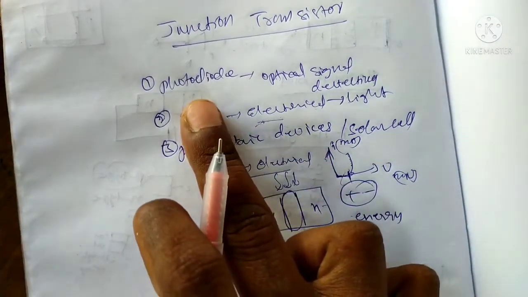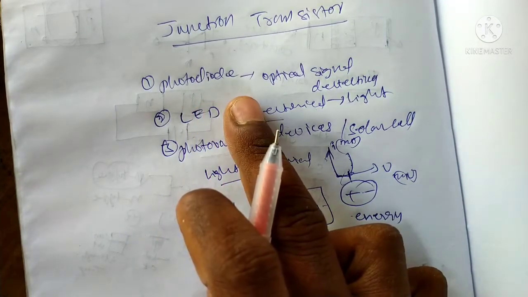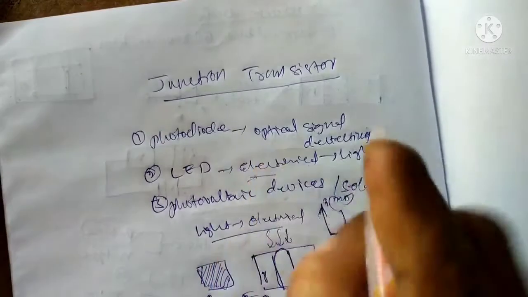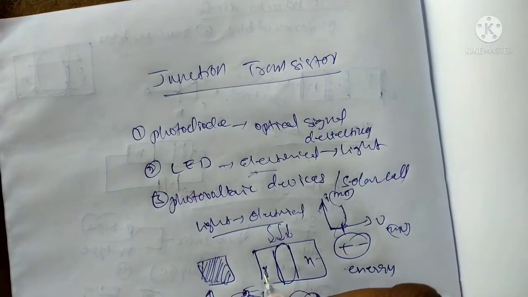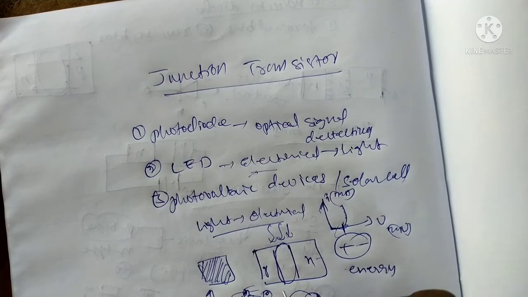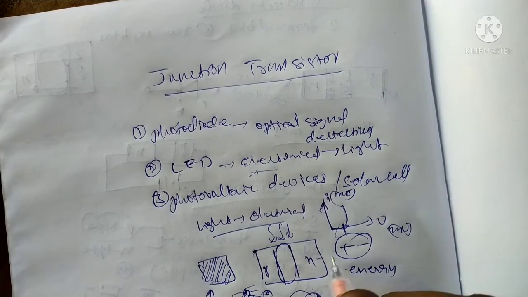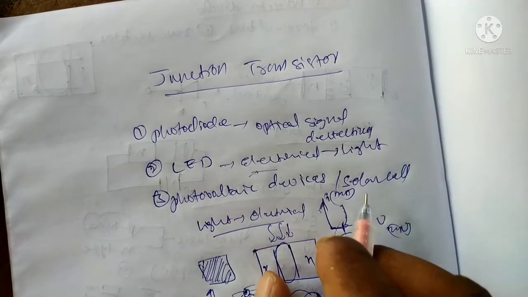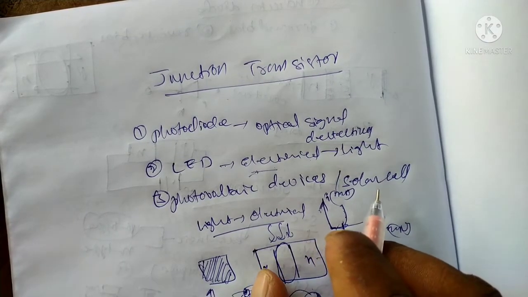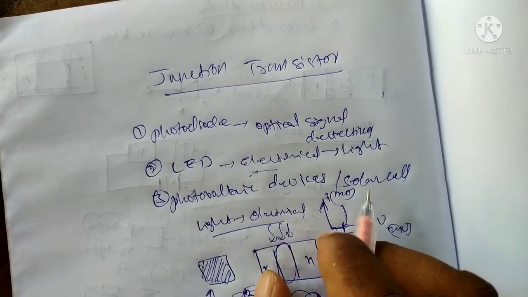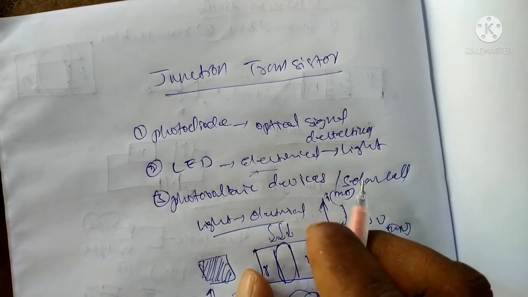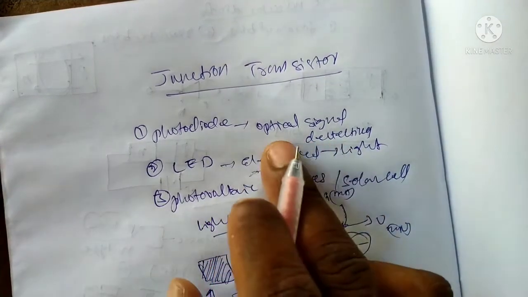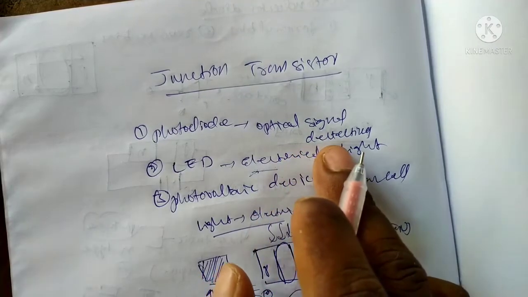The photodiode is used for optical signal detecting. It works on reverse bias. Reverse bias means the p terminal is connected to the negative terminal of the battery and the n type is connected to the positive terminal of the battery. In reverse bias, a very large depletion layer is there and there is no flow of electrons. That means it acts as an optical signal detector. Photodiodes can be used for signal detecting.